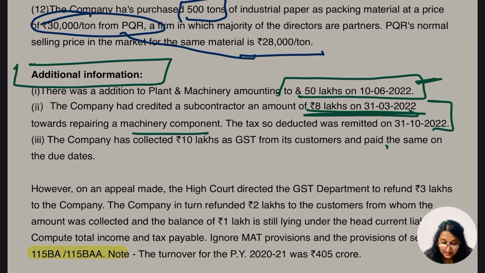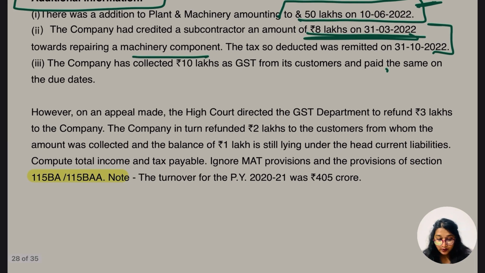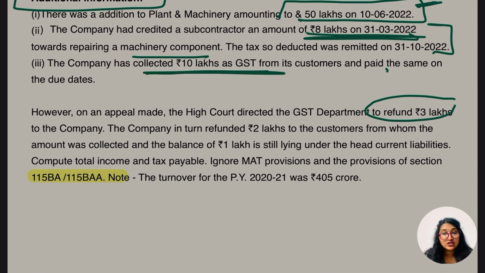The company has collected 10 lakh as GST from its customer and paid the same on the due date. But there is some additional thing mentioned here. On an appeal made, the High Court directed the GST department to refund 3 lakh. Let me say it again: the company has collected 10 lakh as GST from the customer, and they have paid it before the due dates and cleared the dues. But the High Court directed the GST department to refund the money, a refund of 3 lakh to the company.